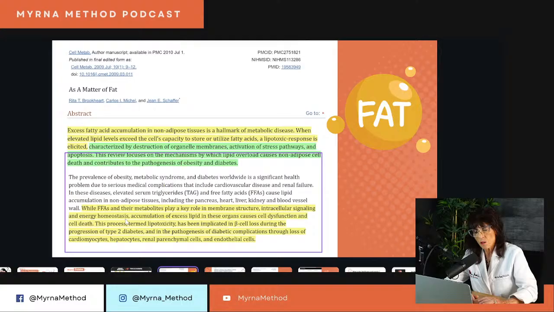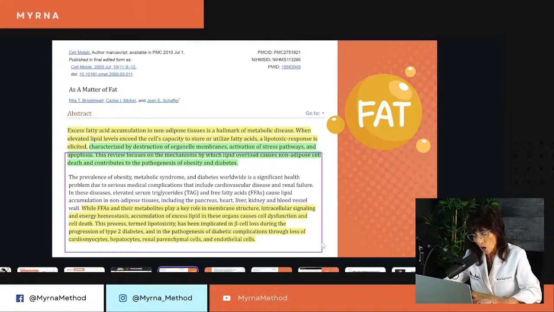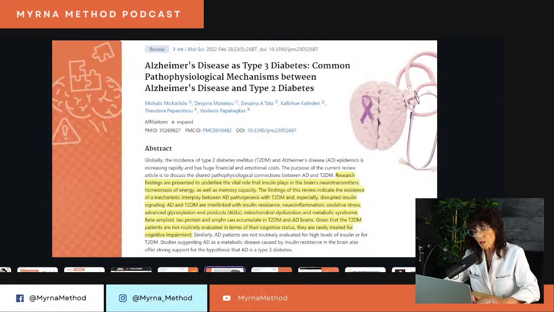But that's where the insulin receptor site is located. And at the bottom of the study, it says it right there. While the fatty acids and their metabolites play a key role in membrane structure, because we know fats are important, it's when you have an excess that it disrupts the intercellular signaling and energy homeostasis. So really, a lot of people don't even realize they have insulin resistance. Some people are pre-diabetic and they don't really understand what that means. And of course, then they're given diets of take out the carbs. But really what we need to be thinking about are the fats.